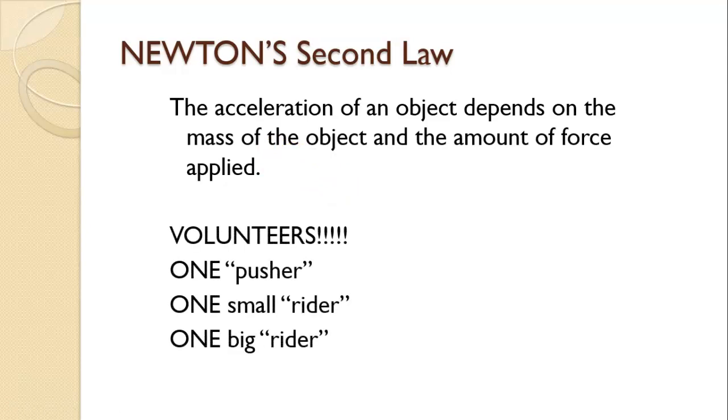We're going to need some volunteers. So we're going to need one person to volunteer to be the pusher. Probably a kind of medium-sized person in the class. We're going to need one of the smaller people in the class to volunteer to be a rider. And then we're going to need one of the larger people in the class to also be a rider. And then we're going to need one of the desk chairs. All right. So I'm going to pause. Let's pause for just a moment while these three people are chosen.